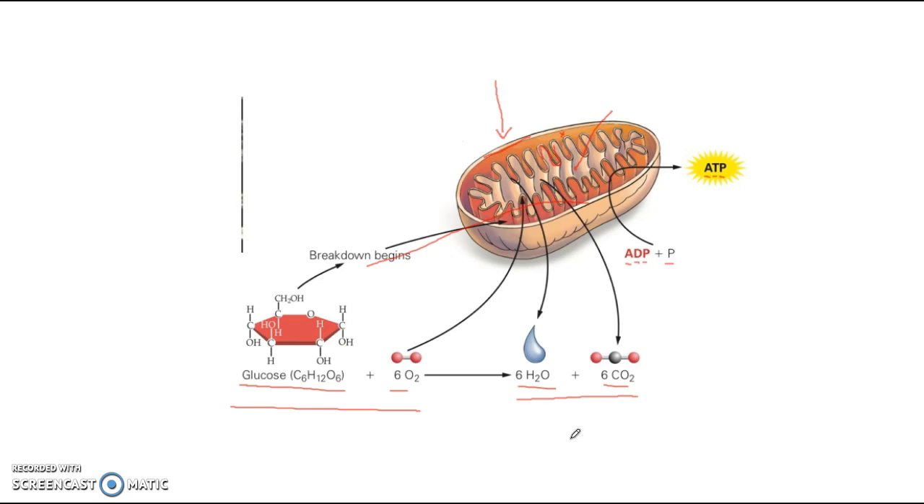So in summary, energy stored in food molecules is used to drive the synthesis of a high-energy molecule in cells called adenosine triphosphate. This happens in the presence of oxygen, and a little bit of water and a little bit of CO2 are produced during this process, which occurs in the mitochondria.